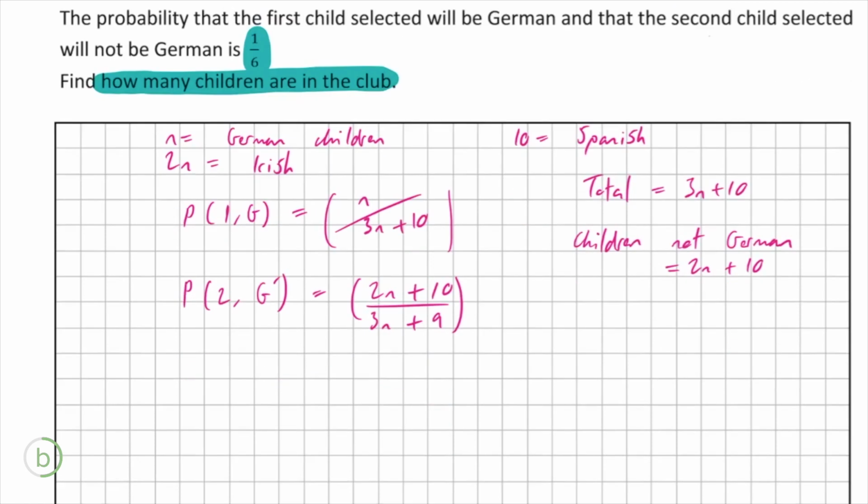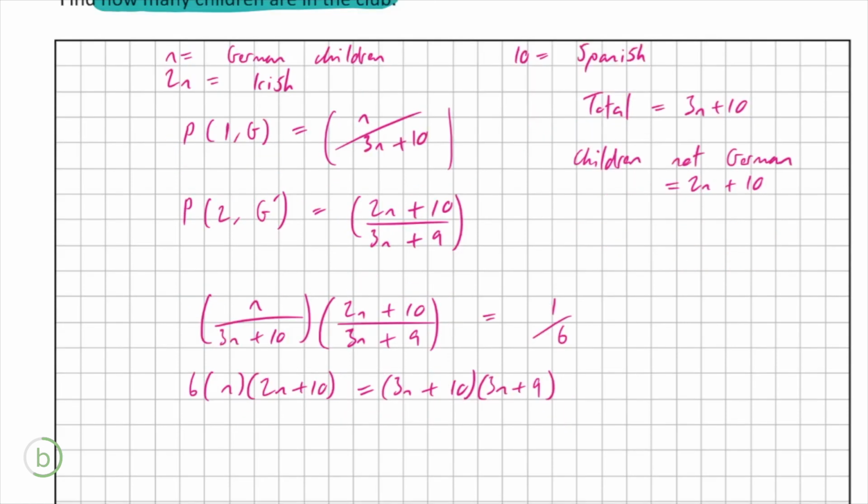So these two things happening in succession, given that each selection is an independent event, which you can assume, they're multiplied together, and they're going to be equal to 1/6. So doing the multiplication, we've got these two fractions multiplied by each other being equal to 1/6. And now we can just simplify this because everything is in terms of n. So the first thing we're going to do is just bring our 6 across by multiplying across by 6, and bring what's on the bottom over here across onto the right hand side.